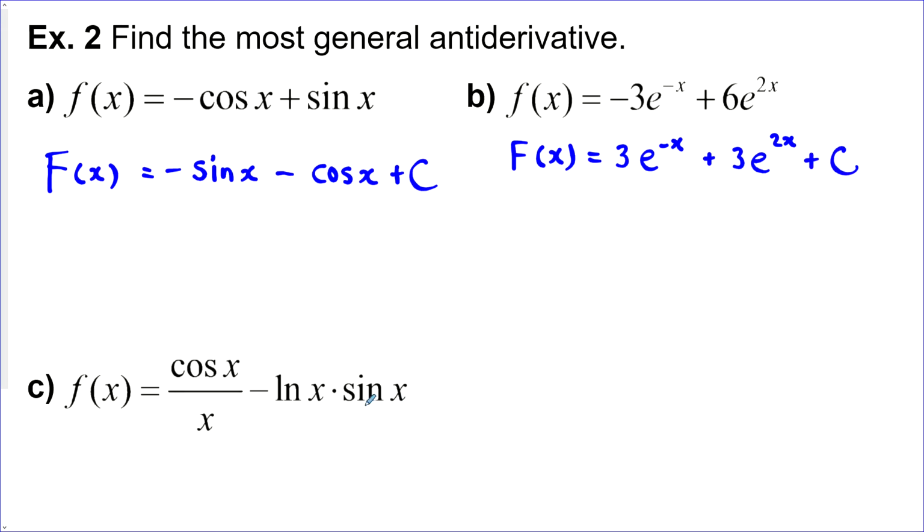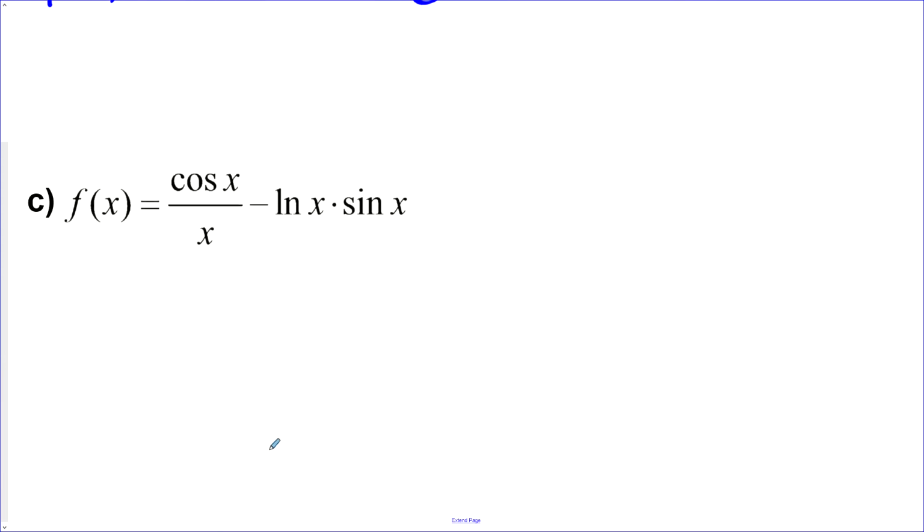Now the next one we have to look at very carefully. We've got 2 different terms here, but they contain the derivatives of portions of the other terms. So the derivative of the natural log of x is 1 over x. And the derivative of cos is negative sine. So this might have come from the product rule.